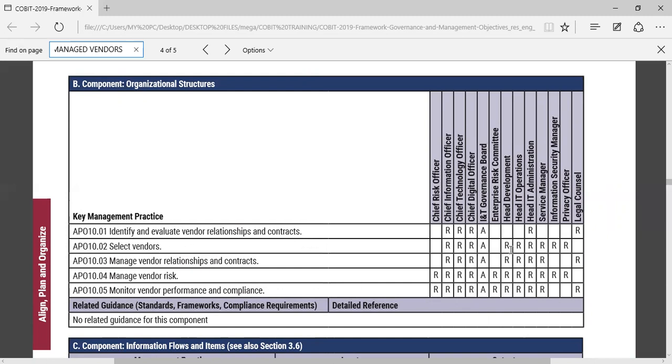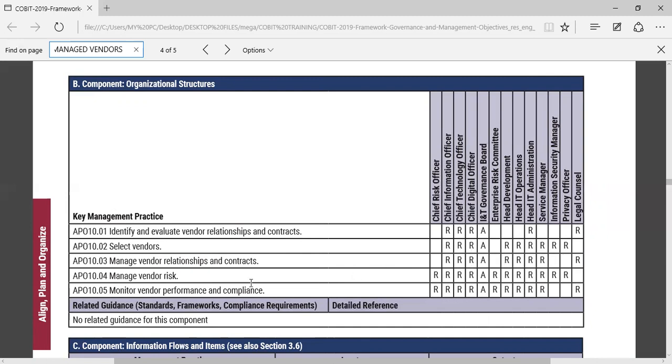Select vendors. Accountability is still the leadership of the organization, the I&T governance board. While responsibility can be shared across all these individuals and units that have the R. So head of development, head of IT operations, head of IT administration, service manager, they can share responsibility for selecting vendors, but ultimately the I&T, Information and Technology Governance Board, is accountable. Manage vendor relationship and contracts. Look at it again. I&T Governance Board is still accountable. According to COBIT, the responsibility can be shared.